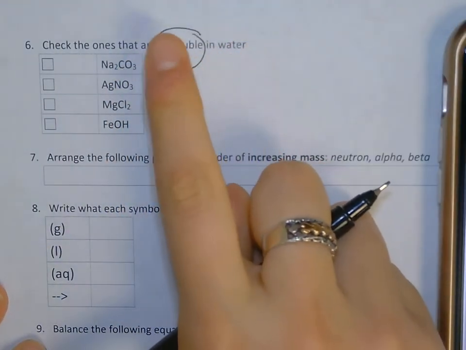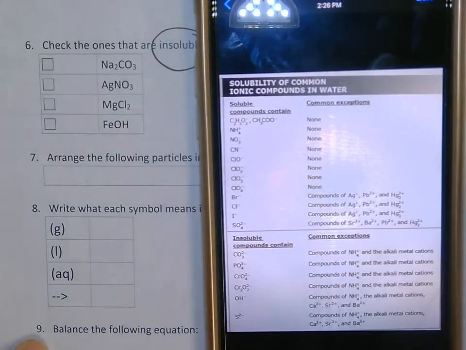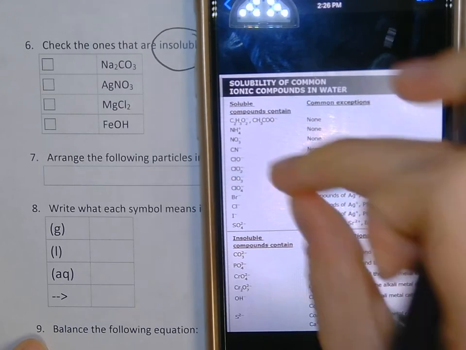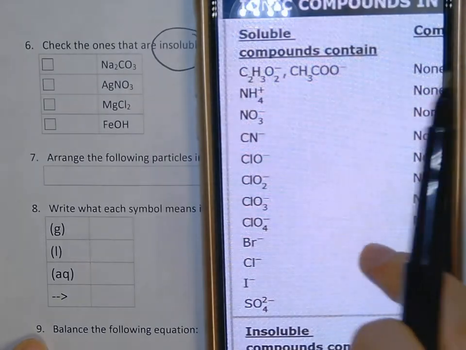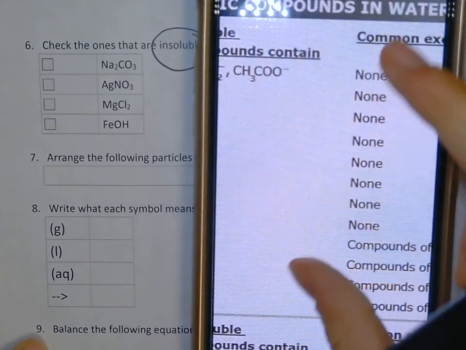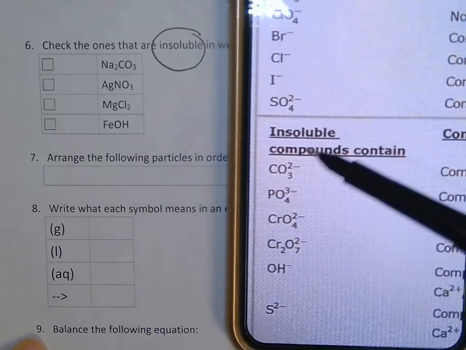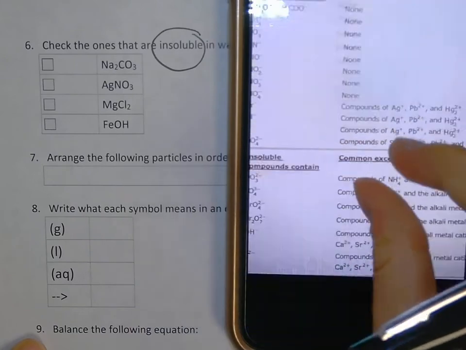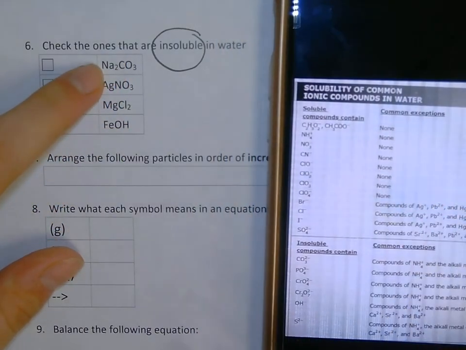Insoluble meaning it does not dissolve in water. So this chart is solubility in water. So the ones that are listed here are soluble in water, except when this. And then the ones listed down here are insoluble in water, except when this stuff happens. So we have to go through each one of these answers and try to find them in here.